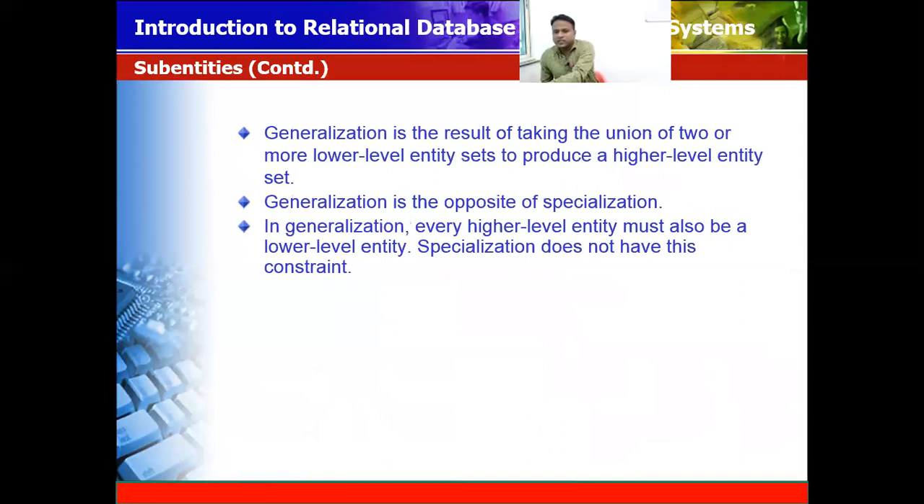Then generalization is the result of taking the union of two or more low level entity sets to produce a high level entity. That is joining two low level entities to create a high level entity, which is called generalization. Generalization is the opposite of specialization. In generalization, every higher level entity must also be a low level entity. Specialization doesn't have this constraint.